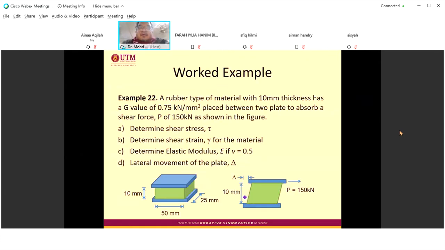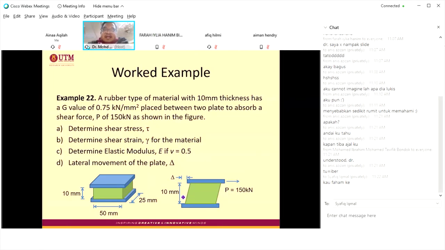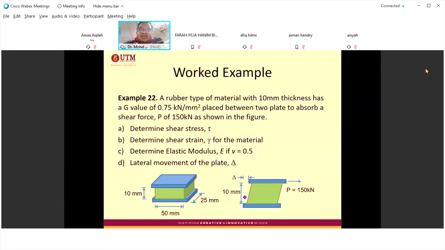A rubber type of material with 10 millimeter thickness has a G value of 0.75 kilonewton per millimeter squared, placed between two plates to absorb a shear force P of 150 kilonewton as shown in the figure. Determine the shear stress. Shear stress is a force parallel to the area, so the student should know which area. This is the area, the green area.